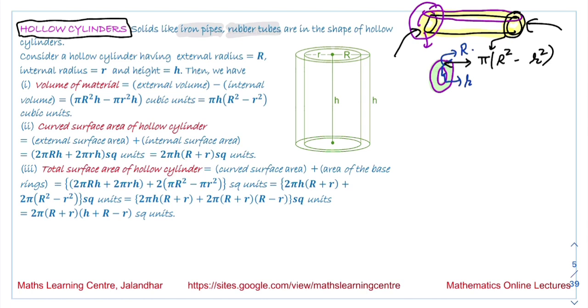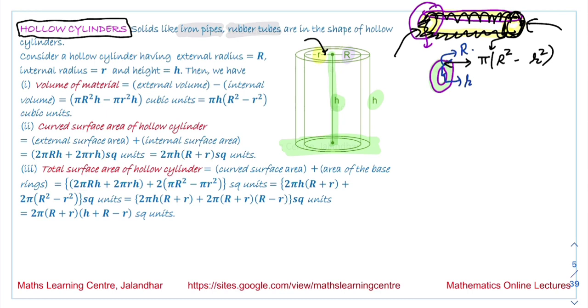So the first thing is that the height is the same at each point. Suppose this is the base of the cylinder, then the height at each point is the same. The inner radius is small r, and the outer radius is capital R. Now if we want to calculate the volume of the material used to make this cylinder, it is hollow from inside. This is the portion of which the cylinder is made. It is hollow from inside.